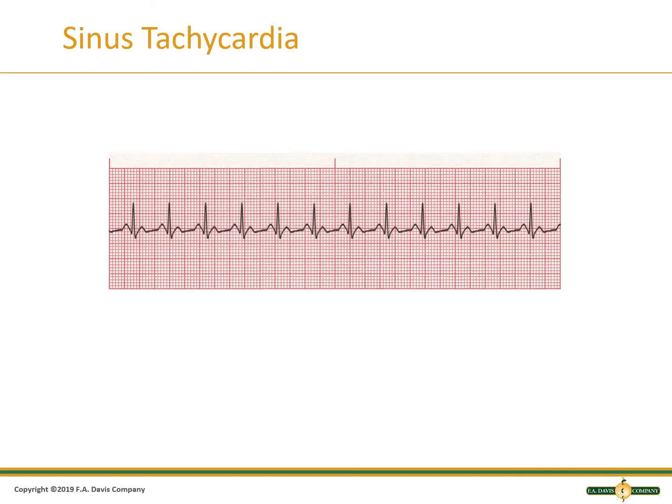Tachycardia is defined as a heart rate greater than 100 beats per minute. It originates from the SA node, thus the use of the word sinus. The cardiac cycle components are the same as in normal sinus rhythm, except that the heart rate is faster.